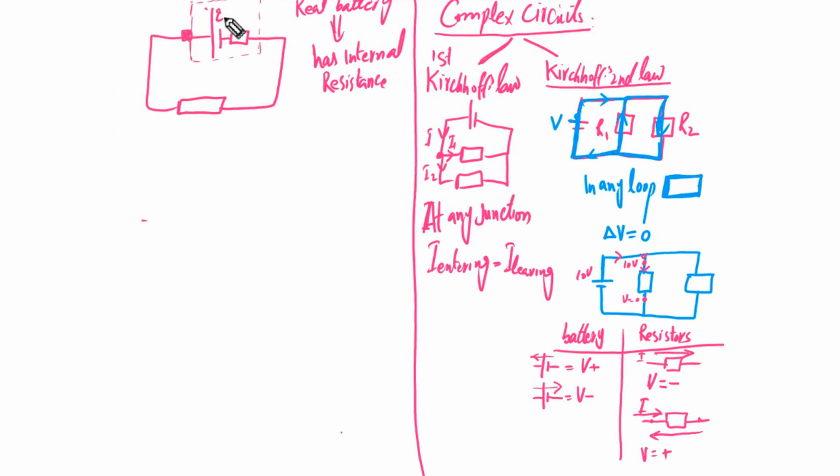This is the EMF of the battery, and this small r we will use for internal resistance. This is the resistance of the source itself, so we call it internal resistance. We also have another name for this one. You also need to understand the language. We can also call this one source resistance.